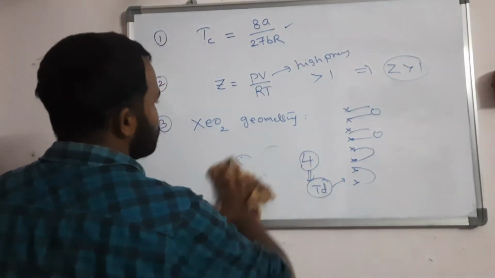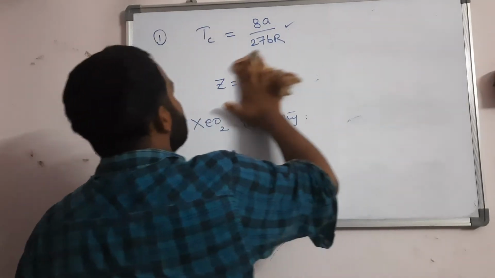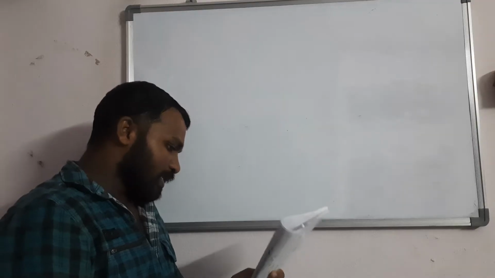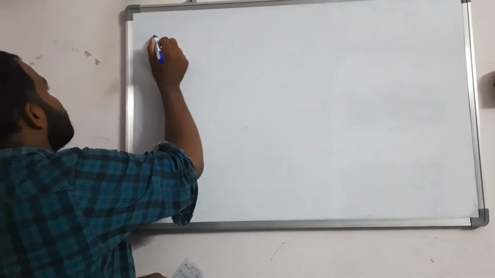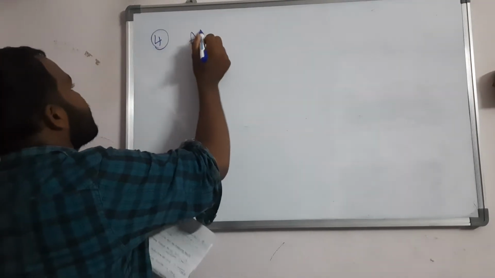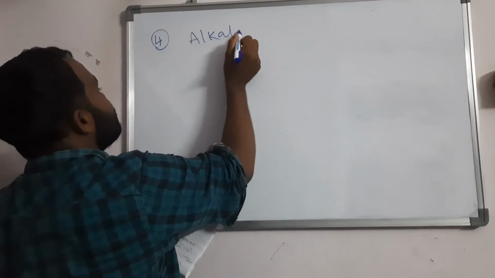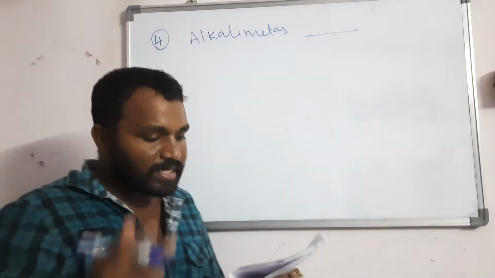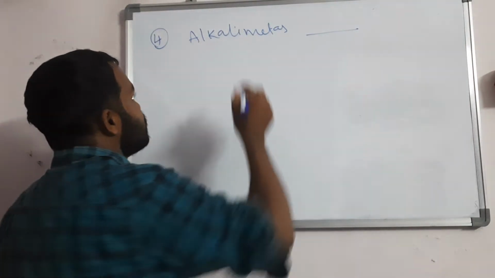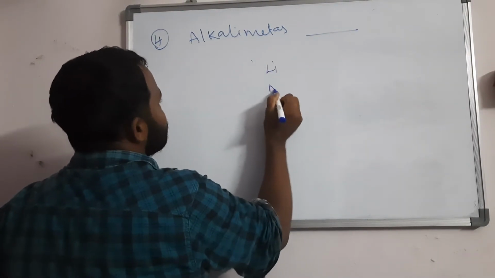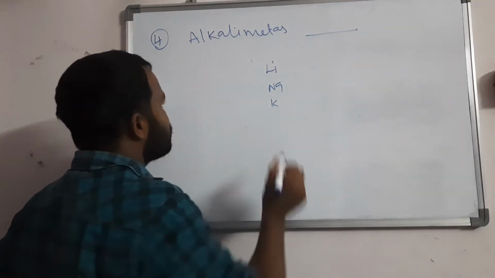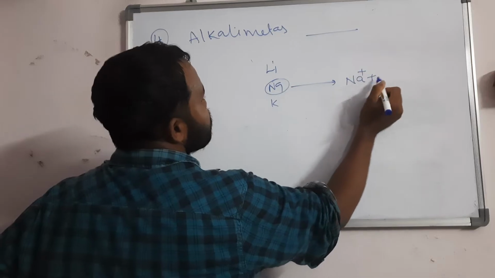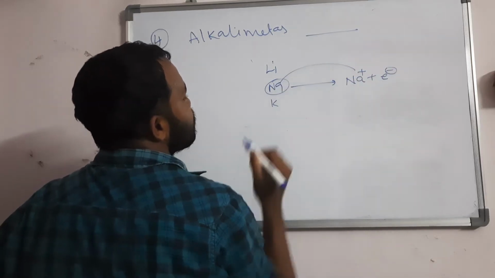Next, question number 4. Alkali metals, they gave the statement: alkali metals act as a what? Reducing agents. Alkali metals are lithium, sodium, potassium, rubidium, cesium, francium. They easily lose an electron, forming sodium plus and an electron.